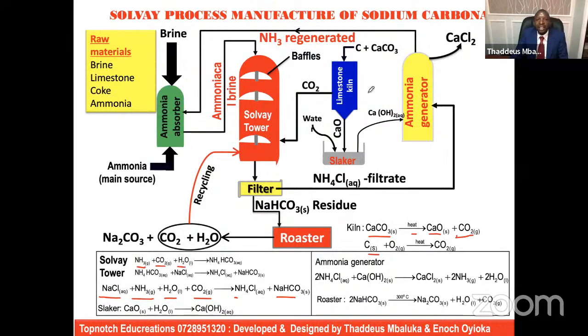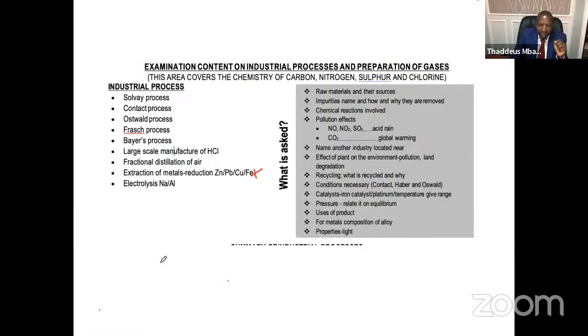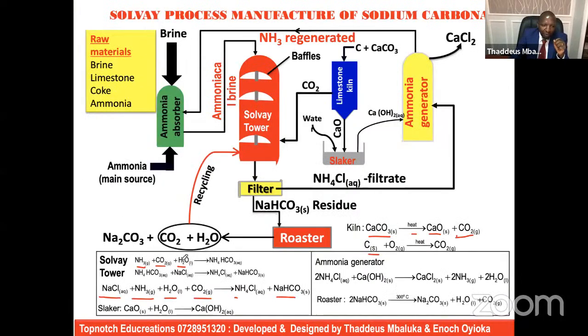In the upper part of the Solvay tower, we have ammonia, carbon dioxide and water. The gases occur in the upper part because they are light. So we have ammonia plus carbon dioxide plus water, you get ammonium hydrogen carbonate. The ammonium hydrogen carbonate reacts with the brine, that is sodium chloride, where we just have the exchange. We have ammonium chloride plus sodium hydrogen carbonate.